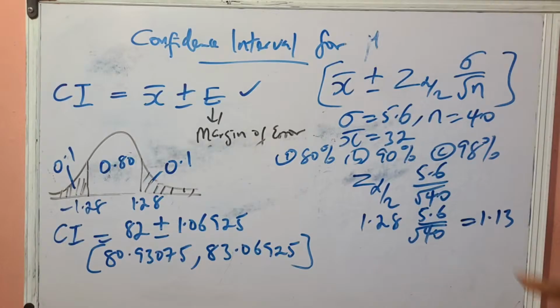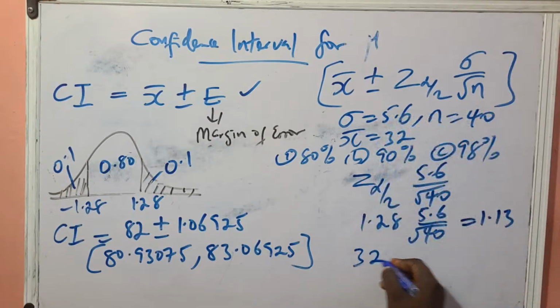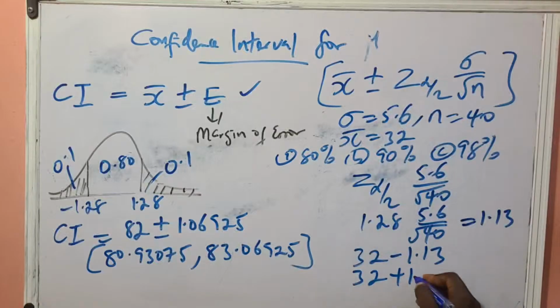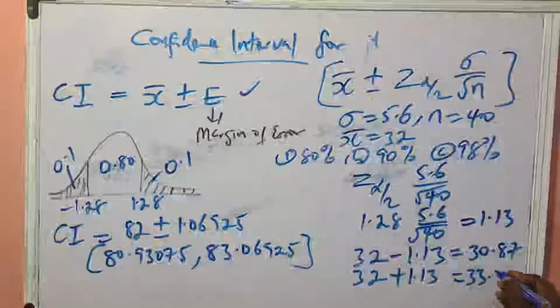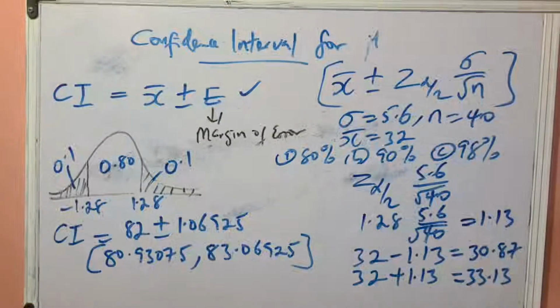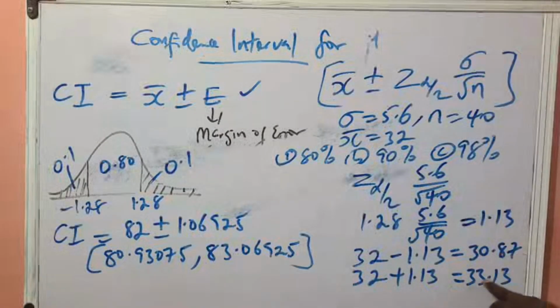And what you have to do is to find the confidence interval. For the lower limit, we're having 32 minus 1.13. For the upper limit, you'll be having 32 plus 1.13. Right, I'm trying to find a confidence interval right here. So you'll be having 30.87 and 33.13. So the 80% confidence interval is 30.87 and 33.13.